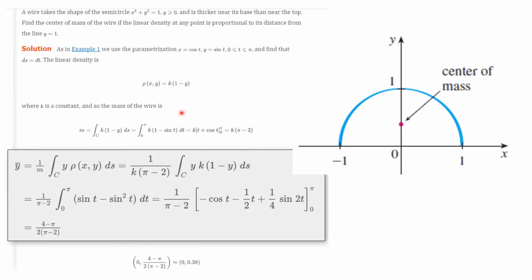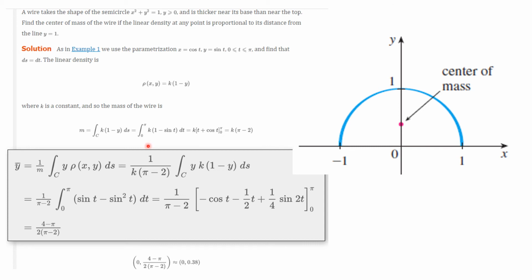Okay, so now this is proportional to its distance from the line y equals 1. At any point, the density is equal to this, because if you go across to any one, it is going to be k, the proportionality constant, times 1 minus y. So the mass is going to be the integral over C of the density function, rho of x,y. It doesn't depend on x at all.